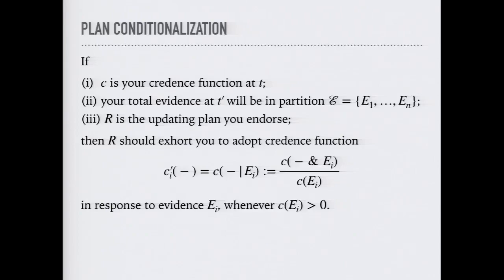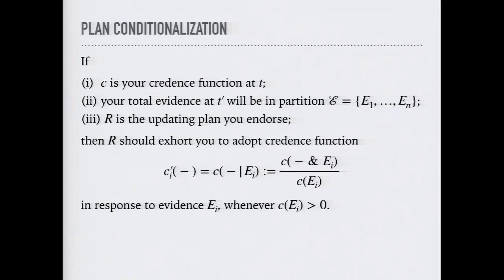So you could have a variety of different updating plans on this partition. It could be that in response to this evidence I will update by conditioning on the evidence, or I could update by conditioning and adding epsilon, or I could update by choosing some completely arbitrary alternative, or I could update by just sticking with my prior. So they would all be different updating plans.